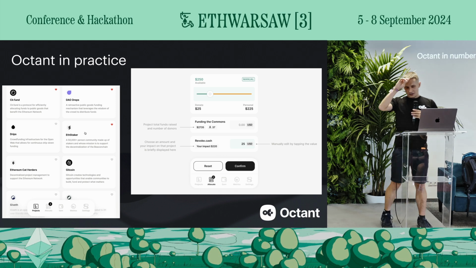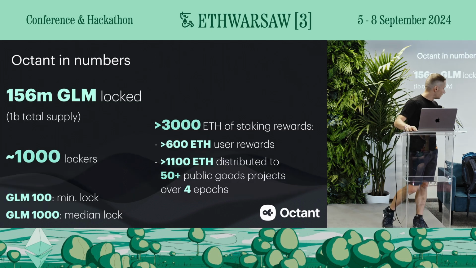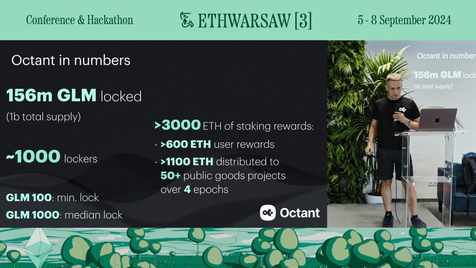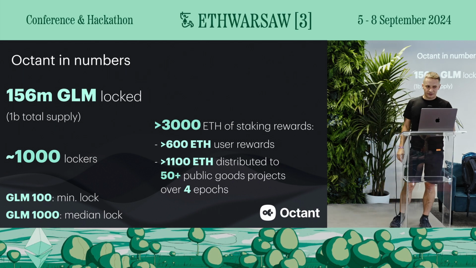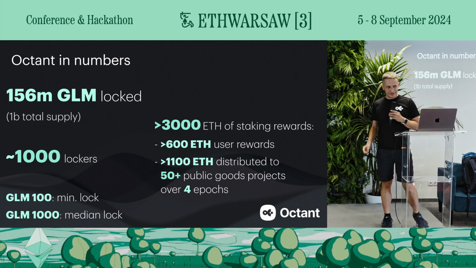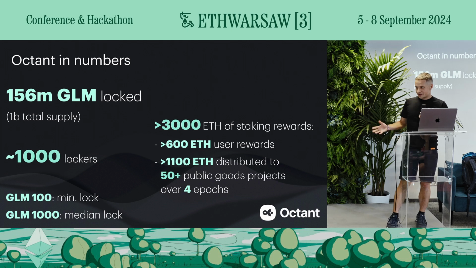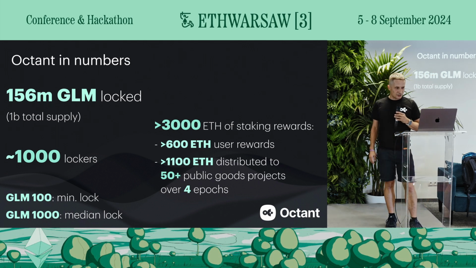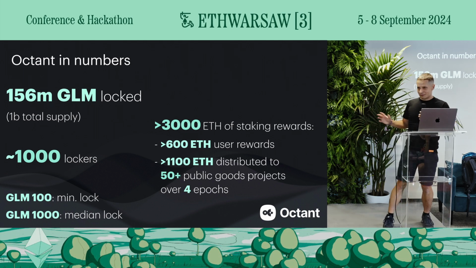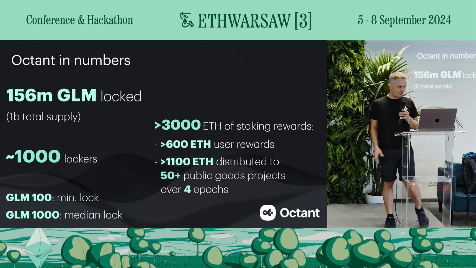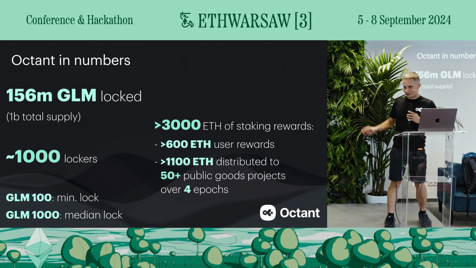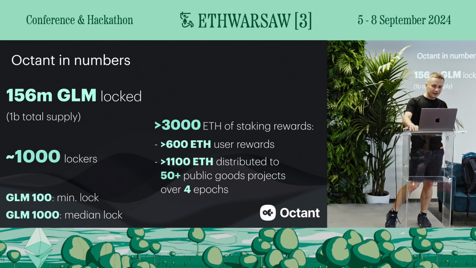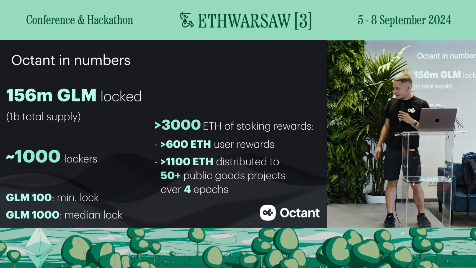So far, users of Octant have locked 156 million GLM, which is less than 16% of the token supply. To give you some intuition, 1 GLM is about 1 Polish zloty, more or less. Or if you are not Polish natives, divide this by 4 and you will get more or less the USD equivalent. We have about 1,000 lockers at the moment.